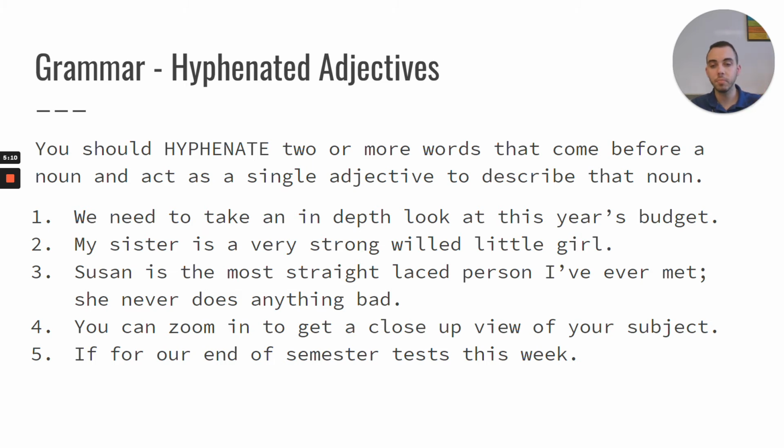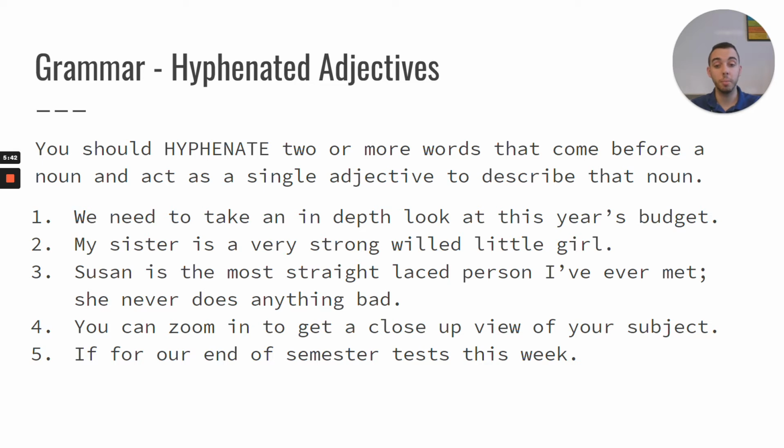So it's the same thing with adjectives. If you have an adjective or a description of something that is more than one word, you need to hyphenate it. So the technical definition here: you should hyphenate two or more words that come before a noun and act as a single adjective to describe that noun. So if you have an adjective that describes a noun and it comes right before it, and that description is more than one word, you need to put it together.